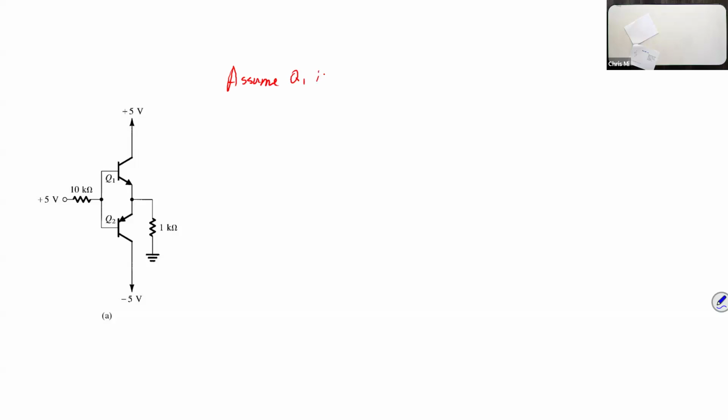Assume Q1 is on. If we assume Q1 is on, we have VBE1 equal to 0.7. Since VB is 5 volts, right? So VB is 5, and VBE is 0.7, so we got VO is going to be 5 minus 0.7.